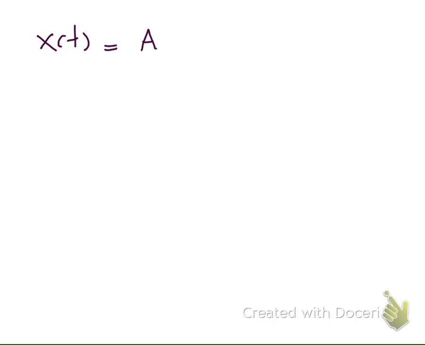x(t) equals a cos(omega t plus phi). This is one of the solutions of the equation of motion, not the only one. We can see easily that this x(t) satisfies the equation of motion.